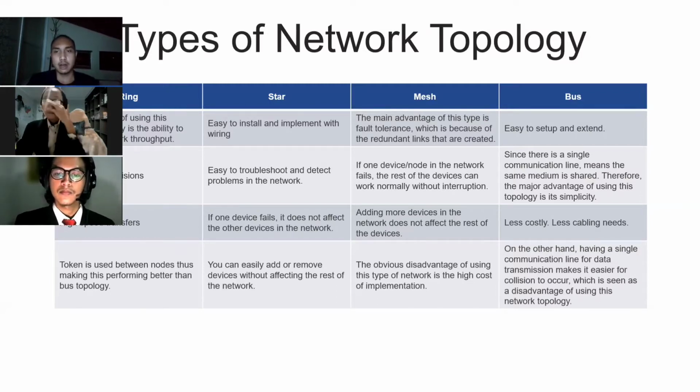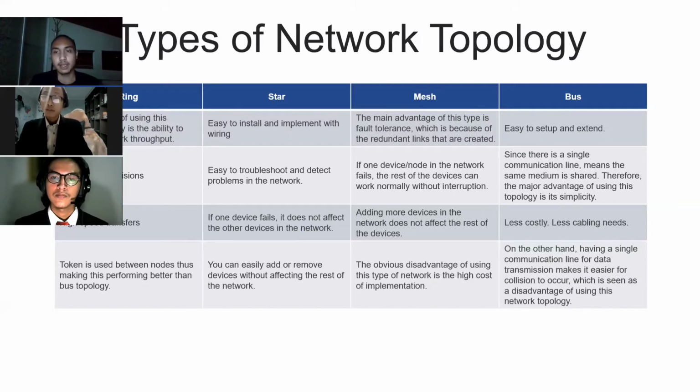And the last one is called bus topology. The first feature of this topology is that it is easy to set up and extend. Second, since there's a single communication line, the same medium is shared. Therefore, the major advantage of using this topology is its simplicity. Third, less costly, less cabling needed. And the last one, on the other hand, having a single communication line for data transmission makes it easier for collisions to occur, which is seen as a disadvantage of using this network topology.